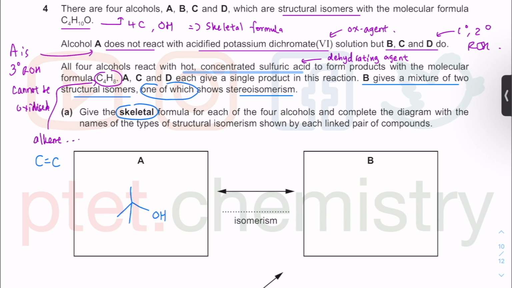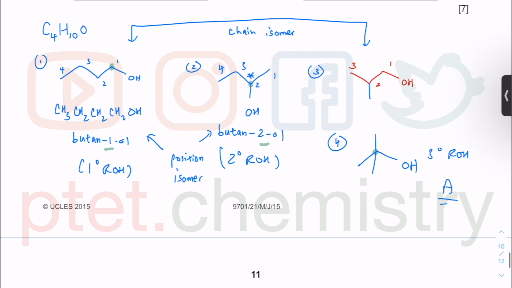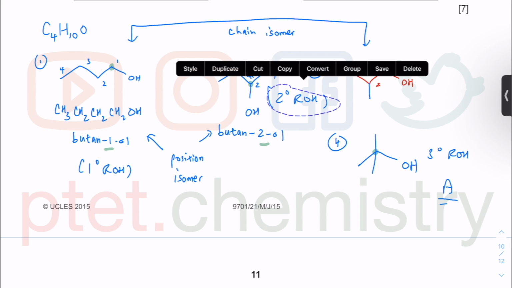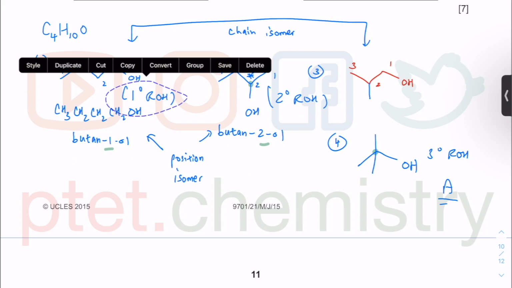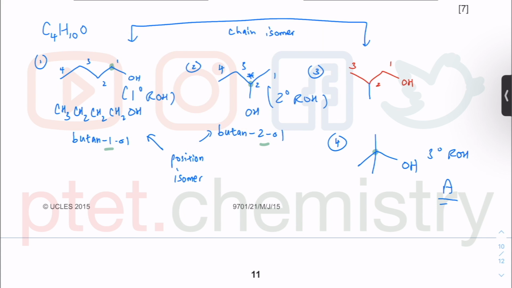B is the one that when you dehydrate, when you remove the H2O, is going to give you a mixture of 2 structural isomers. The structural isomer in this C4H8 is the one that will show stereoisomerism. So they were not asking for stereoisomerism in the alcohol itself. Be very careful. I'm just going to move up the name so that I can show you what's happening when I remove the hydrogen and the OH there.